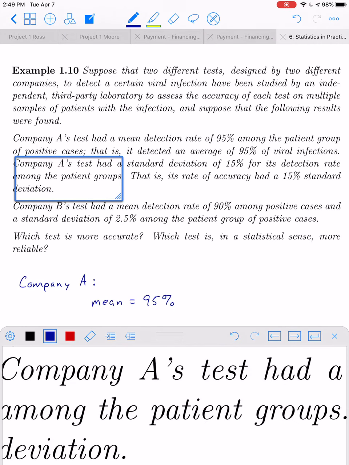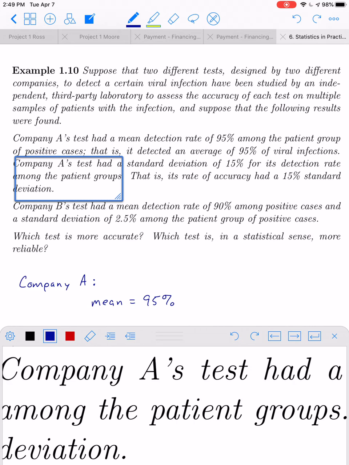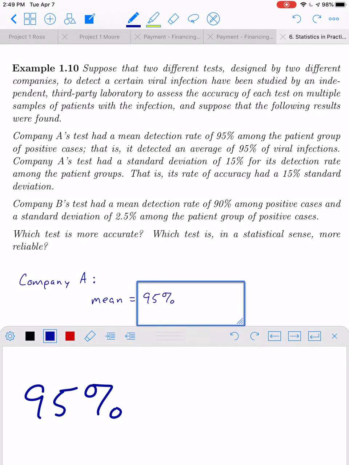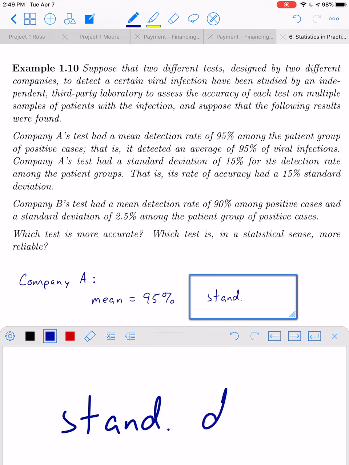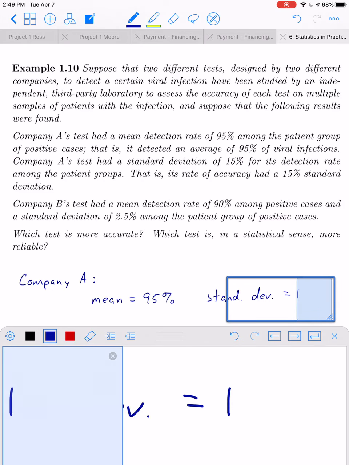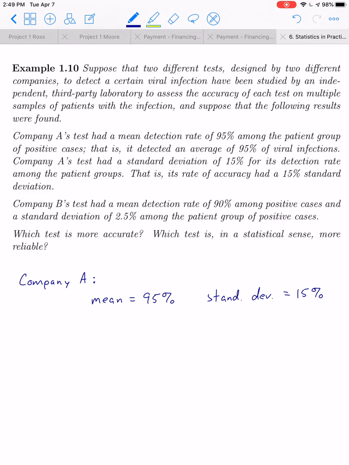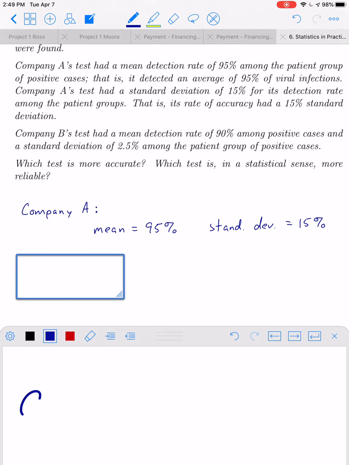The next part of this is Company A's test had a standard deviation of 15% for its detection rate, or for its accuracy rate. Okay, it's accuracy. Just some explanation as to what these things mean in the problem. So its standard deviation was 15%. So in other words, from one group to the other of patients that this test was applied to, it had a 15% deviation in its accuracy rate. So let's compare that to Company B, and then we'll look at the question that we've got below.